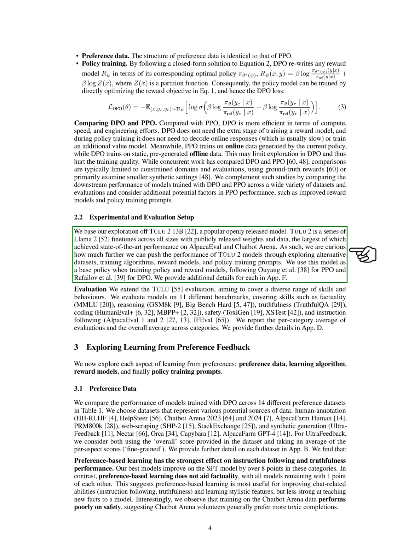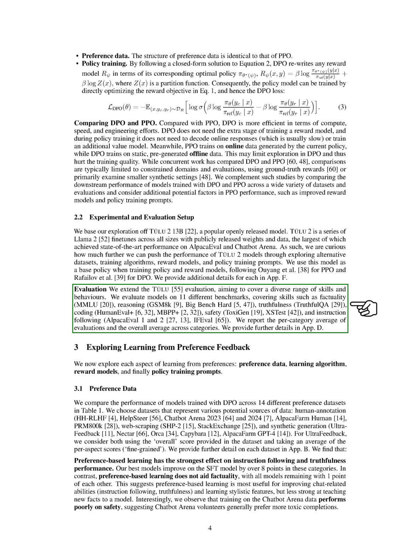We base our experiments on the Tulu 2 13B model, exploring alternative datasets, training algorithms, reward models, and policy training prompts to enhance the performance of the Tulu 2 models. Our evaluation includes 11 different benchmarks assessing skills like factuality, reasoning, truthfulness, coding, safety, and instruction following. By examining these aspects, we aim to push the performance boundaries of the Tulu 2 models.